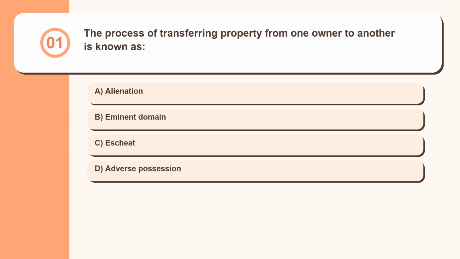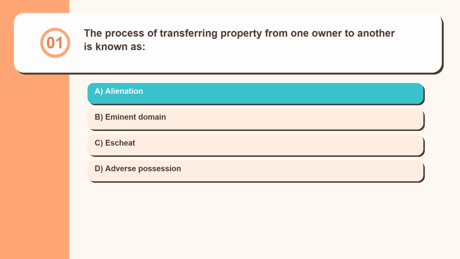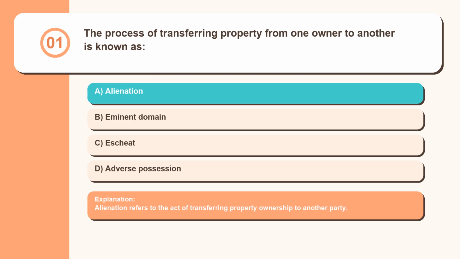Question 1. The process of transferring property from one owner to another is known as alienation, eminent domain, escheat, adverse possession. Alienation refers to the act of transferring property ownership to another party.